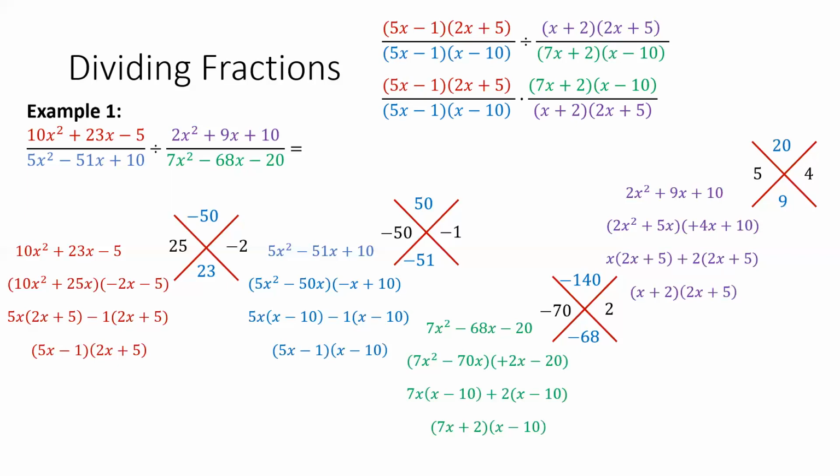I'm going to try and cancel things. There's a lot of things I can cancel. 5x minus 1 matches up. 2x plus 5 matches up. x minus 10 matches up, and so of all this giant headache, I am left with 7x plus 2 over x plus 2.